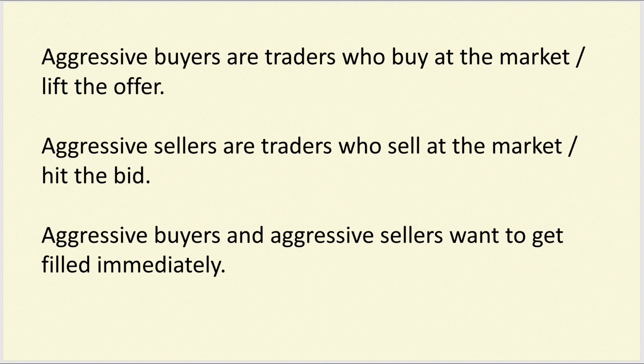Now, aggressive buyers are the opposite. They're the traders who buy at the market or lift the offer. If they're aggressive buyers, their aggressive sellers are the ones who sell at the market or hit the bid. And aggressive buyers and aggressive sellers want to get filled immediately. They want to get into the market immediately. A passive buyer doesn't have that urgency, doesn't have that need to get into the market for whatever reason, that they have to pay the market price or sell at the market price. They're willing to let the aggressive buyer come to them.